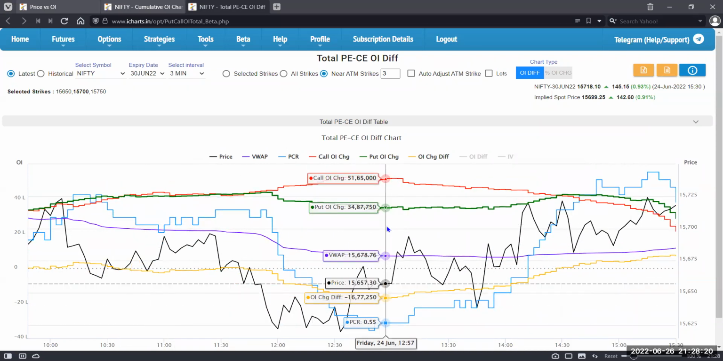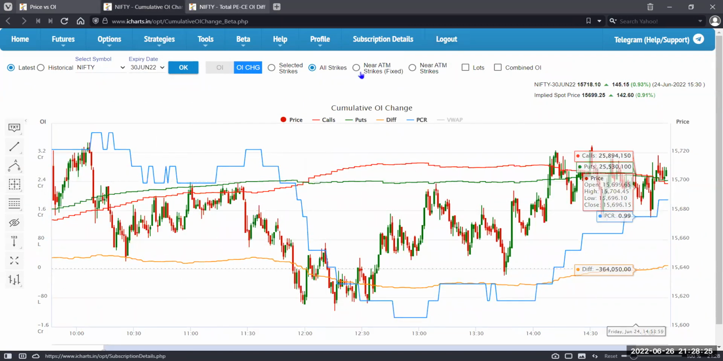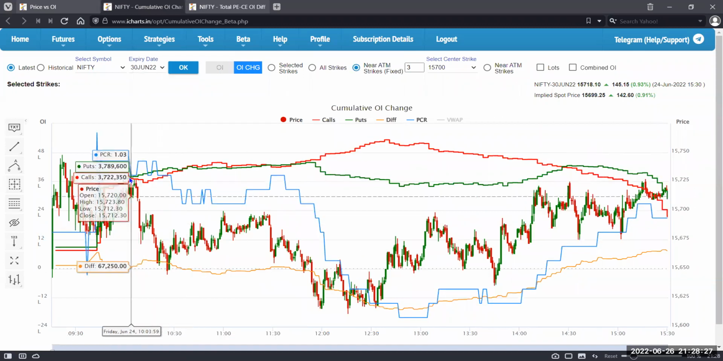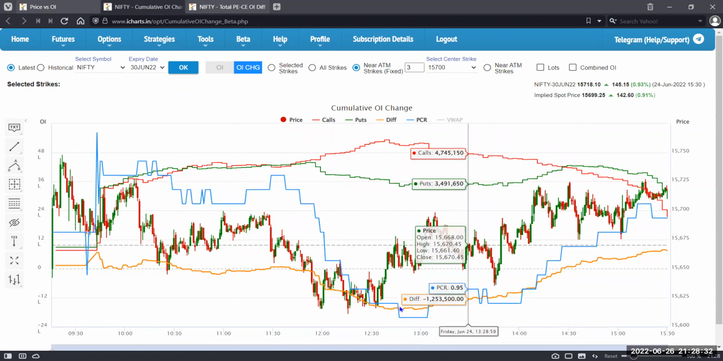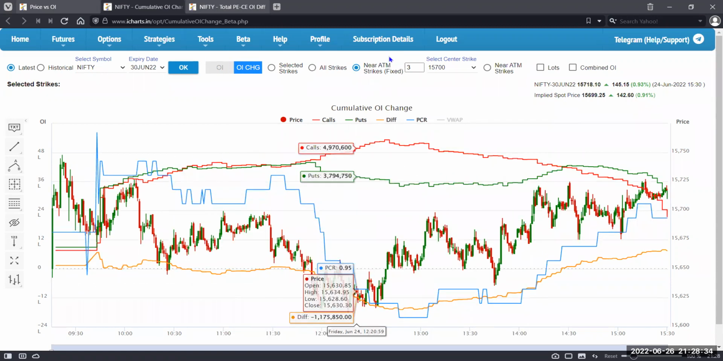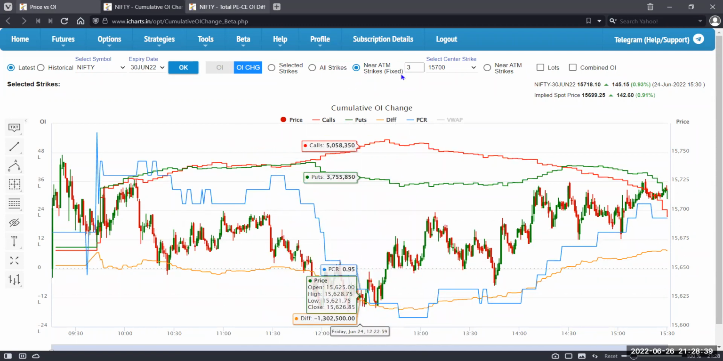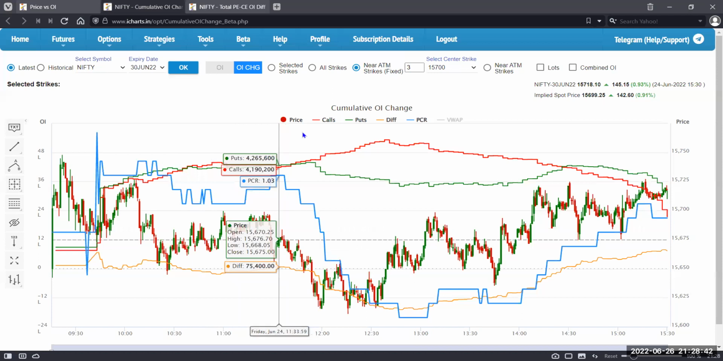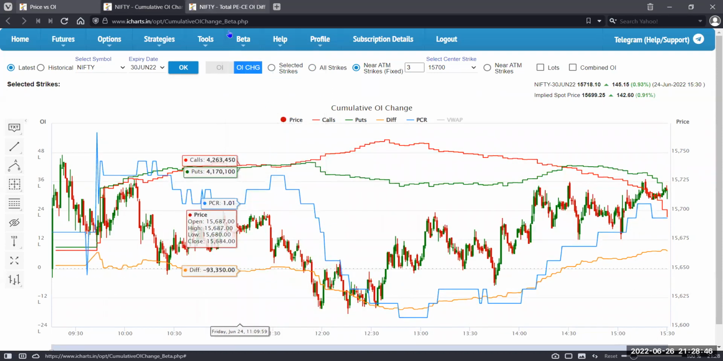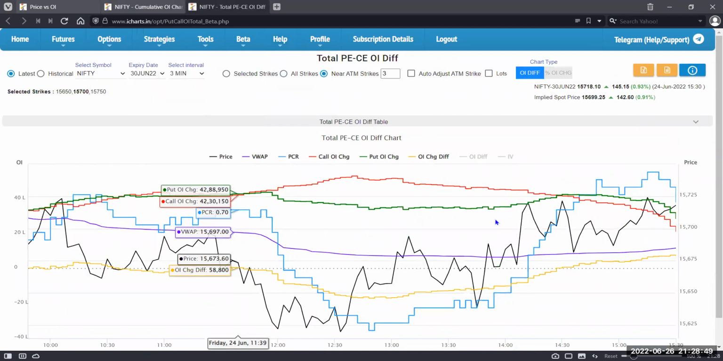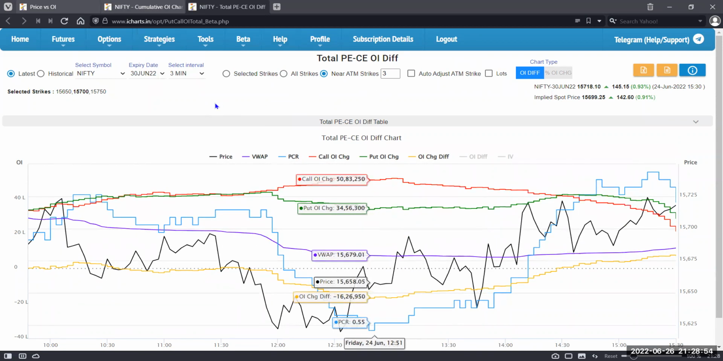Only in this tool, it is available. Otherwise, everywhere else in cumulative and all that, this is only all strikes. Even if you select near ATM here, it will always show you all strikes only. PCR is all strikes only. Diff, of course, depends on near ATM, because diff is the difference of these two lines, so it is based on selected strikes. But PCR in cumulative OI change is always all strikes. For selected strikes, you will have to switch to total PEC OI. This is now selected strikes PCR if you want to monitor that.